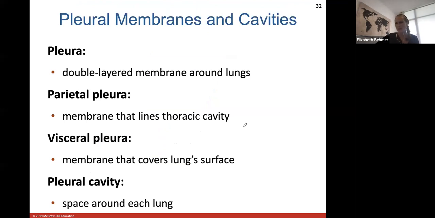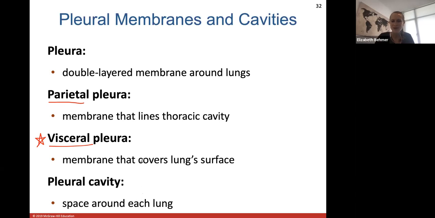The pleural membranes and cavities describe the coverings around the lungs themselves and how they sit within the thoracic cavity. The pleura is a double-layered membrane around your lungs. The parietal pleura is the membrane that lines the thoracic cavity, which is right underneath your ribs, and the visceral pleura covers the lung surfaces themselves. Visceral and viscera always refer to organs. So when you see the word viscera or visceral, that always will cover the organ itself.